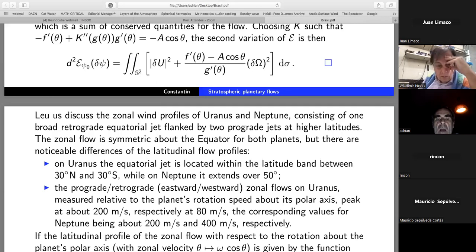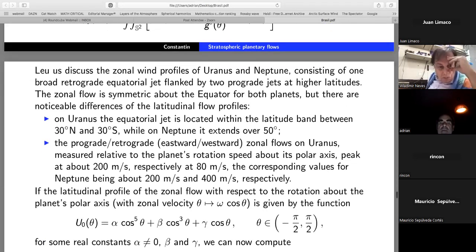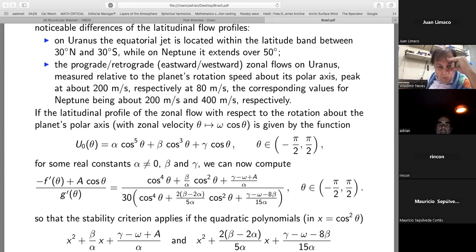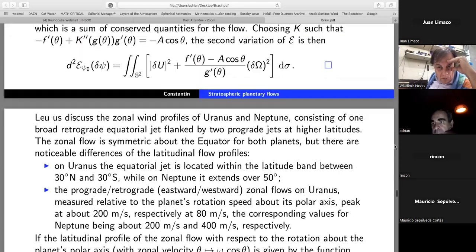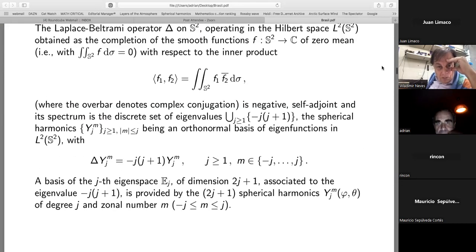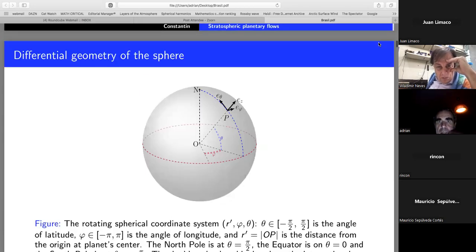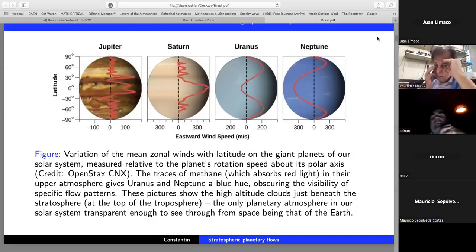How does this apply to anything useful? Let's just look at Uranus and Neptune. Now, there is a result in these stability problems that if you have an inflection point, this is bad. An inflection point is where the convexity changes. Unfortunately, all of them have inflection points.